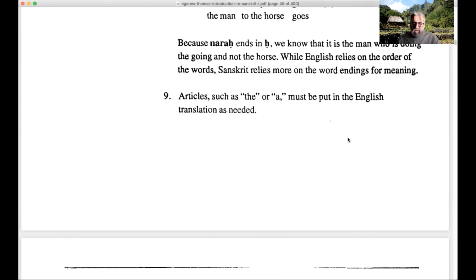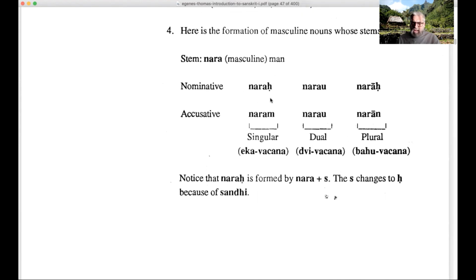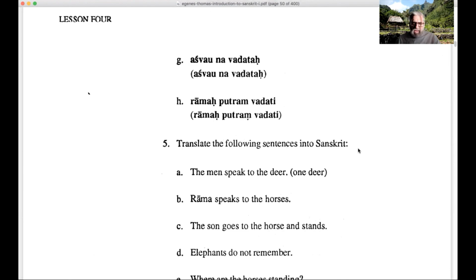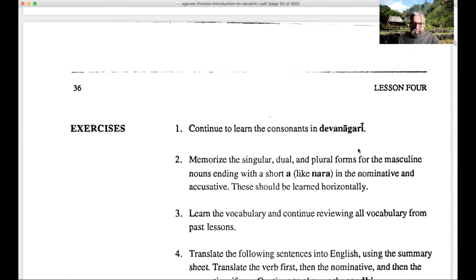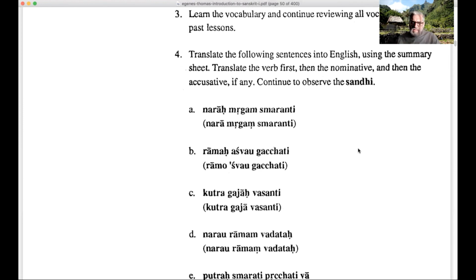Let's just go back and see what they are. Here we are. Naraha, narau, naraha: nominative, singular, dual, and plural. Accusative, or object, right? Objective case. Naram, narau, naran. These are the endings. Okay. Then learn the vocabulary and continue reviewing all the vocabulary from the past lessons.